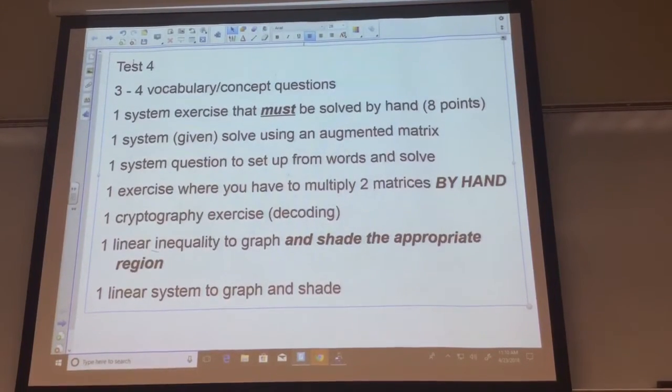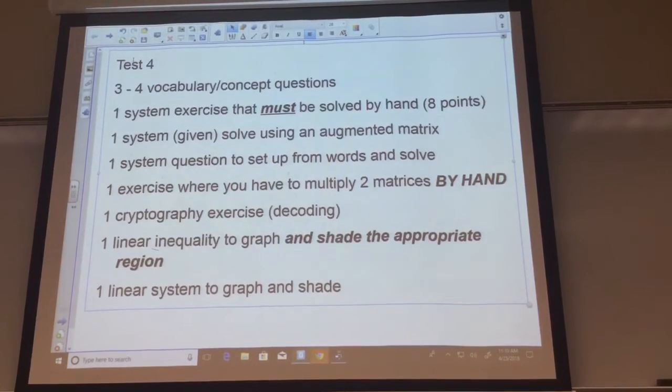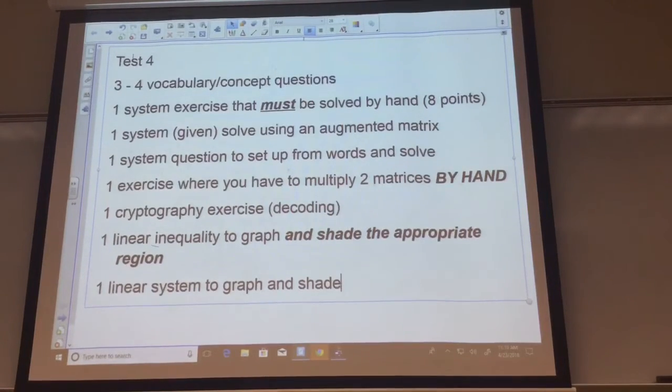Now, we don't count it totally wrong or totally right. I have to go back and look and see, did they put the line in the right place? And did they shade the right region to be able to give you the partial credit? So support that on paper. That would be a good thing.